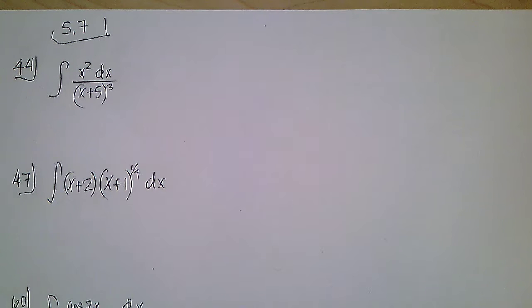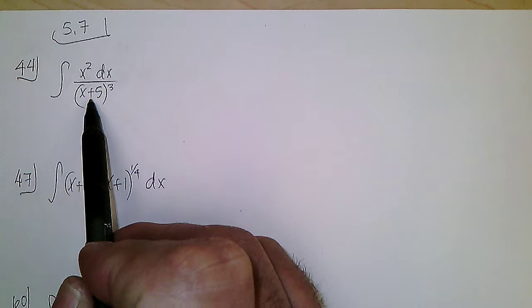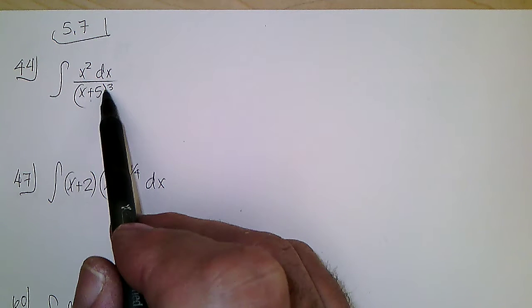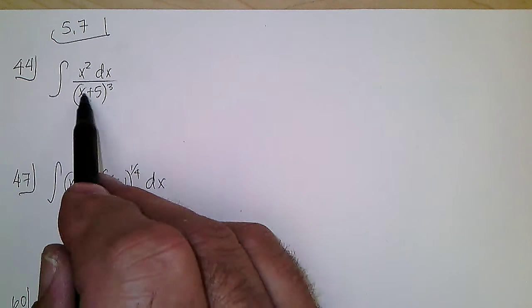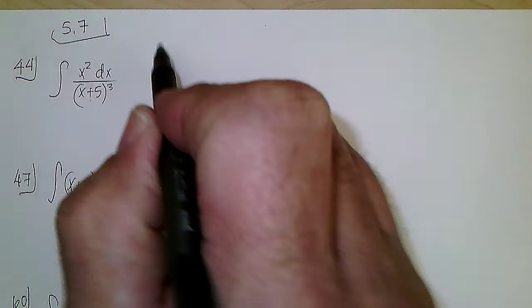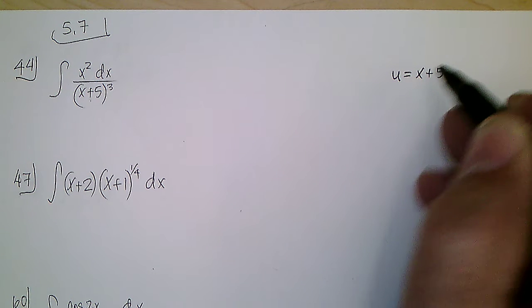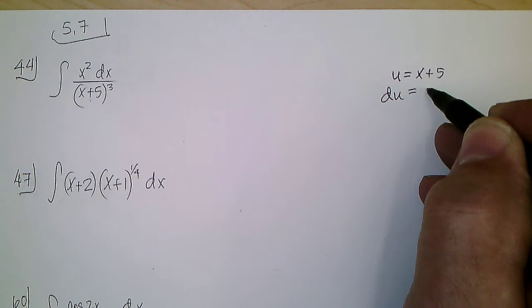0.7. Here we go. The integral of this. So, what do we got here? This cube looks a little messy. If that was just a u cubed, that would be nice. So let's say u would equal x plus 5. So du would equal dx.